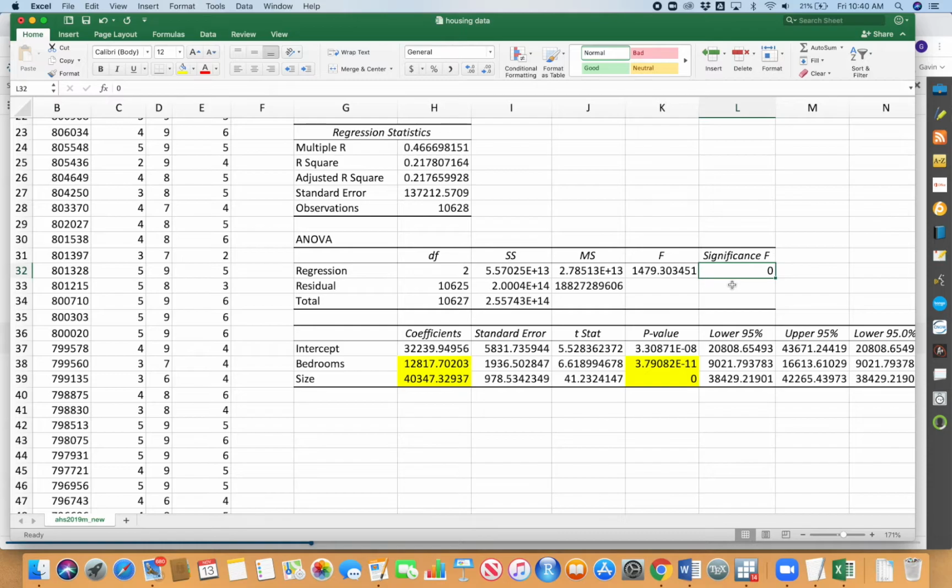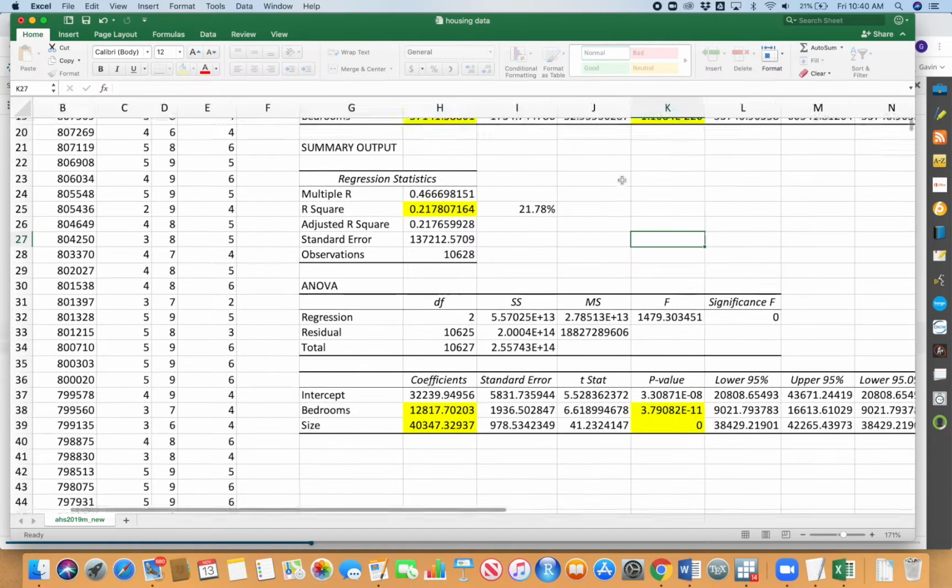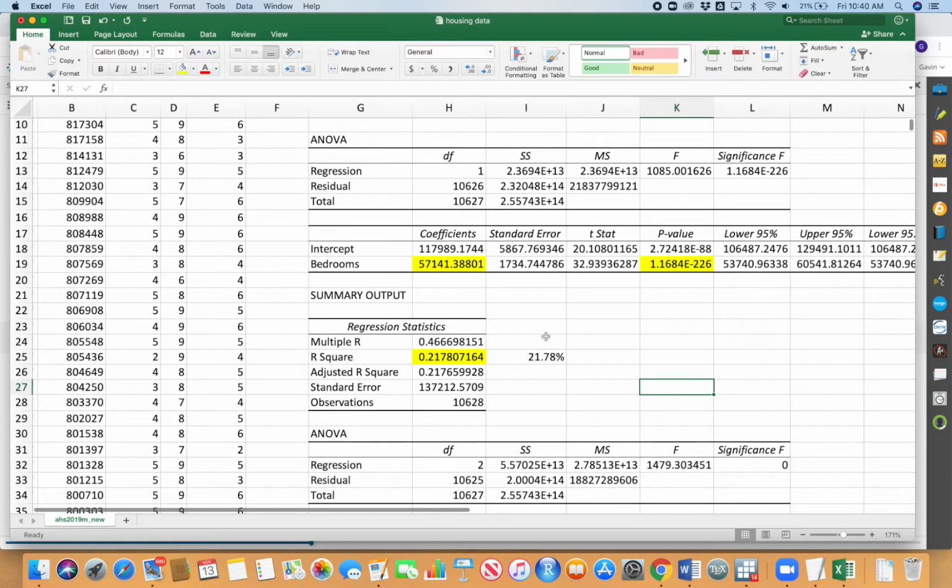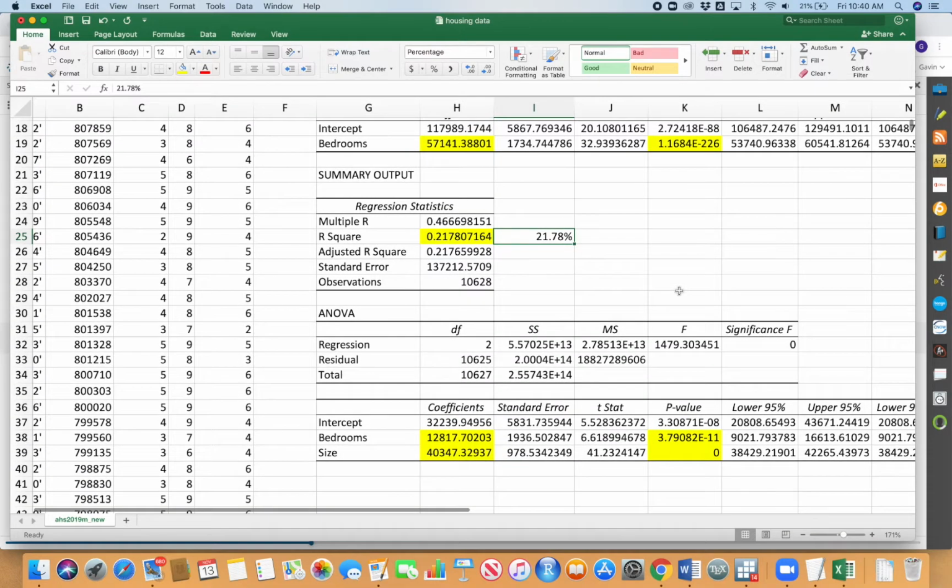Now, a new statistic we're going to be looking at, actually, let's jump to this one first, because we can compare our R-squareds, and we know these ones already. Let's write it as a percentage, 21.78%. And now we can compare these. First, we'll just interpret this one alone. 21.7% of the variation in market value can be explained by variation in bedrooms and size in this data.